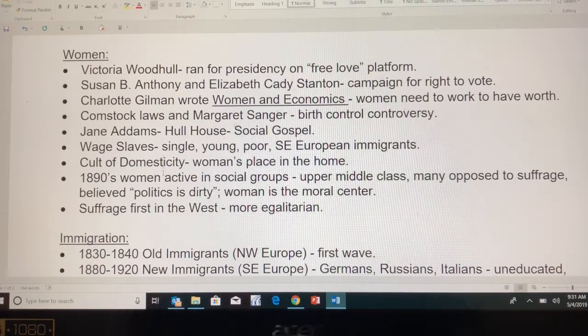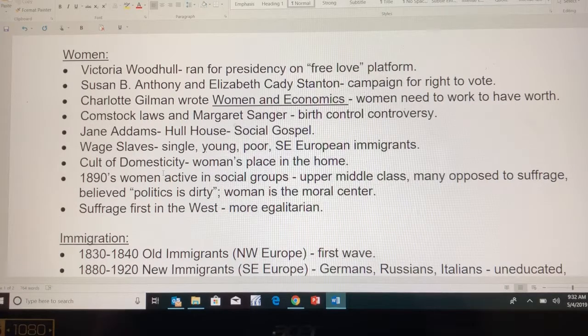Eventually, the Comstock laws are going to come out that restrict anything lewd and indecent from going in the mail, which really attacks Margaret Sanger's efforts for birth control. Jane Addams and Lillian Wald are going to be people who form immigrant homes such as Hull House to help people. And again, it's social gospel. We're helping people. We're not asking for anything back. We see things like the YMCA and the Salvation Army come out at this time that are very social gospel.